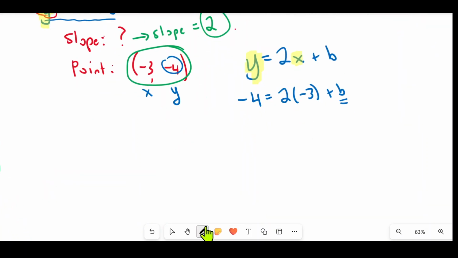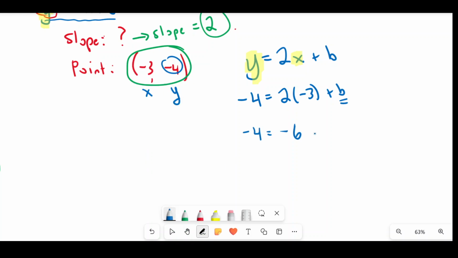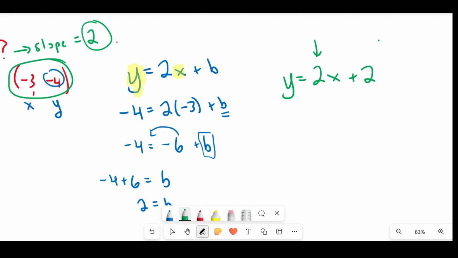So let's do that. So this is 2 times -3. 2 times -3 is -6. And again, I want to solve for b, so let's get rid of -6, which means add 6. So -4 plus 6 is 2. I now know the value of b. I know the y-intercept. It happens to also be 2. And that means I can write the equation of this line is y equals 2x plus 2. So again, 2 here, that's the slope we found, and 2, that's the value of b we just found.